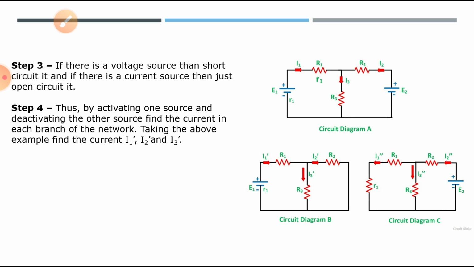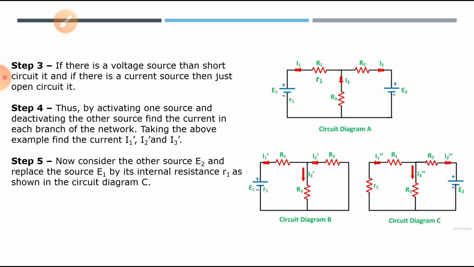Thus, by activating one source and deactivating the other source, find the current in each branch of the network by applying simple series-parallel circuit methods, that is, by using Ohm's law. Taking the above example, find the currents I1 dash, I2 dash, I3 dash, which we have already calculated. That is the fourth step. Now, what is the fifth step?